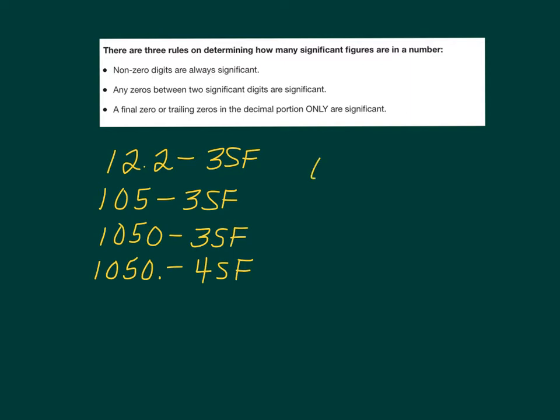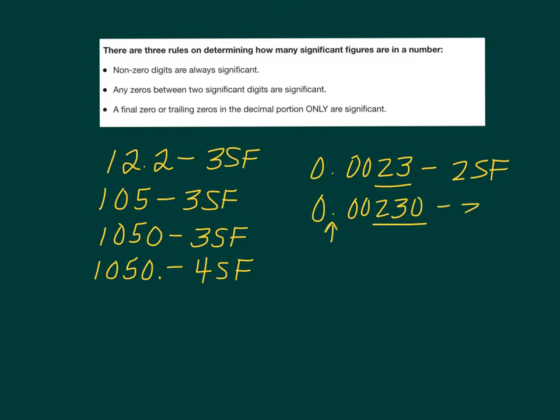Leading zeros never count. So if I have 0.0023, only the 2 and the 3 are significant. So that's 2 significant figures. However, if I have 0.00230, the trailing zero in this case is significant because I do have a decimal present. So this would be 3 significant figures. So to summarize, leading zeros are never significant. Trailing zeros are only significant when there is a decimal present. Integers are always significant, and zeros between two non-zero digits are always significant.